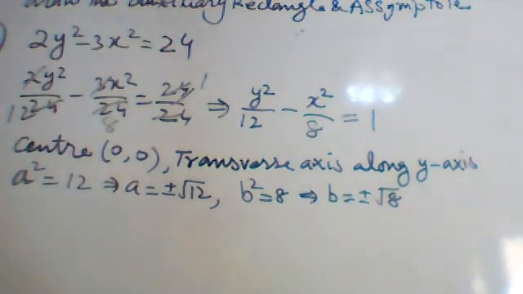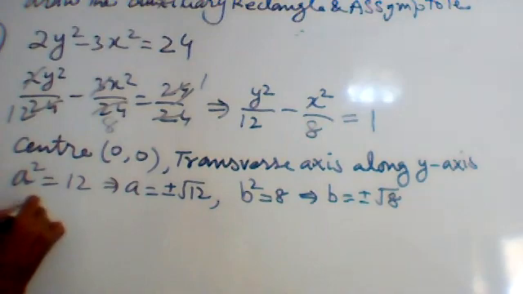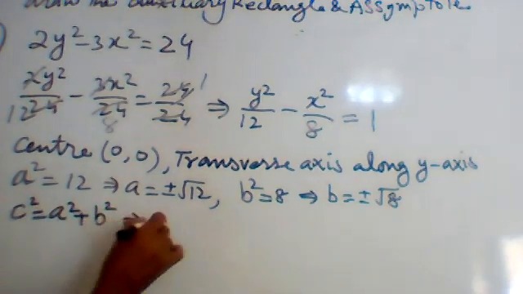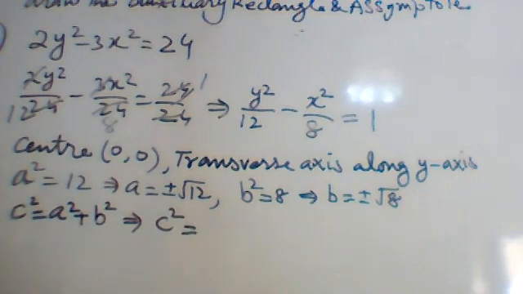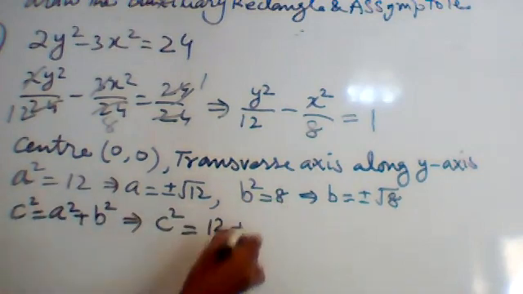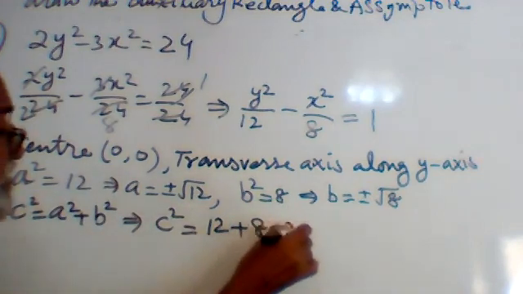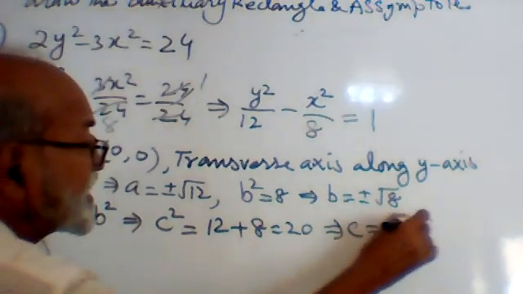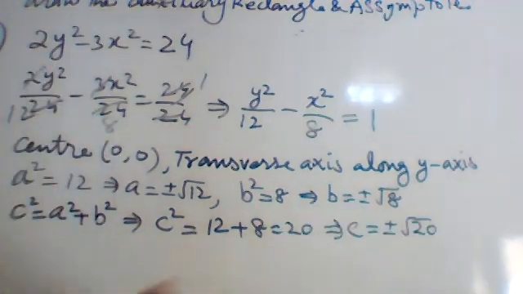We will find c. C square is equal to a square plus b square. C square is equal to, put the values, a square was 12, b square was 8, 20. Therefore c will become plus minus root 20.